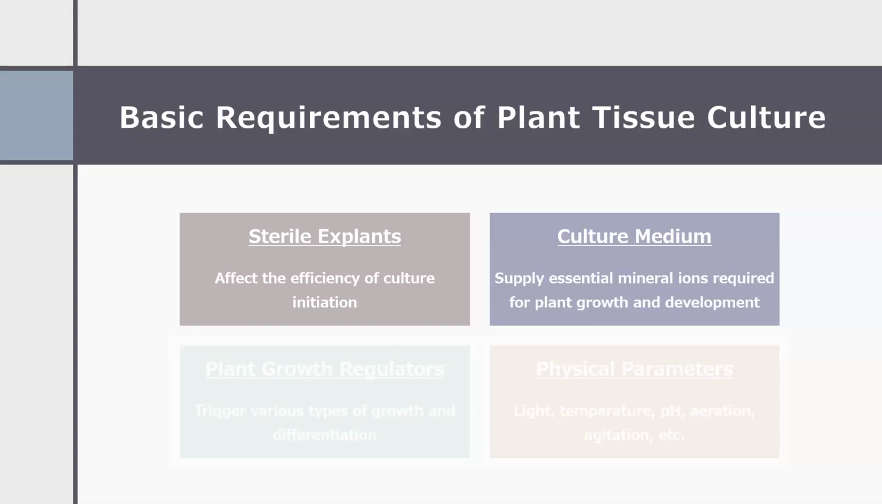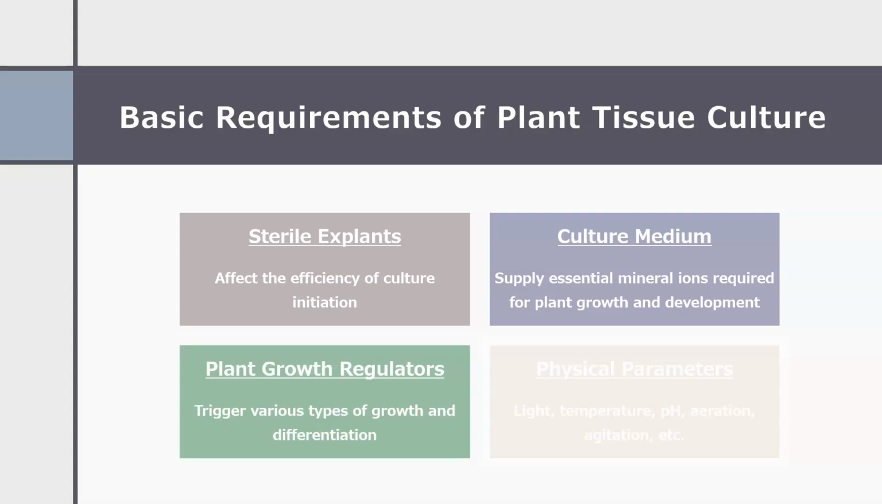The culture medium is one of the most important components of plant tissue culture, and a fundamental technique that makes plant tissue culture possible. The success of the culture medium largely depends on its chemical composition, as it must provide all the essential mineral ions required for plant growth and development. The composition of each tissue culture medium may vary depending on the nutritional requirements of different plant species.